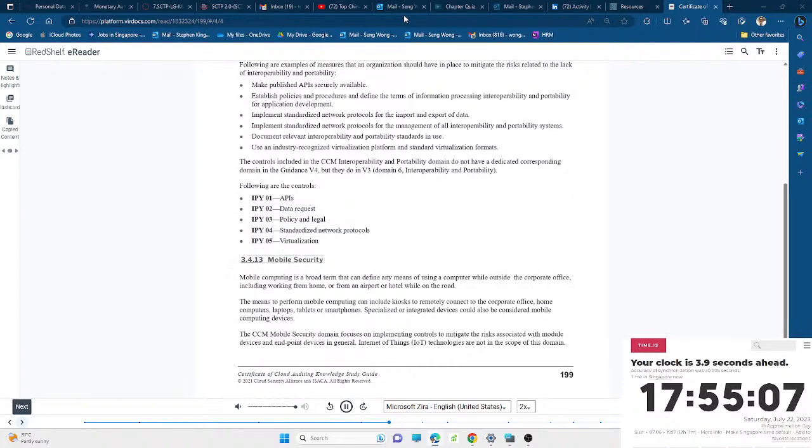Domain 13, Mobile security. Mobile computing is a broad term that can define any means of using a computer while outside the corporate office, including working from home, or from an airport or hotel while on the road.